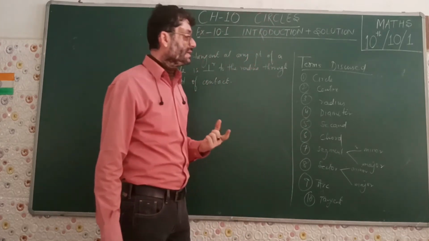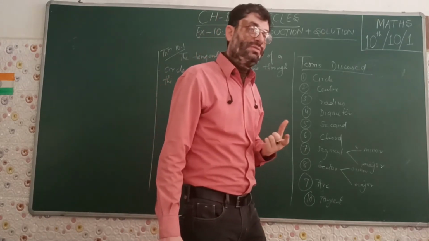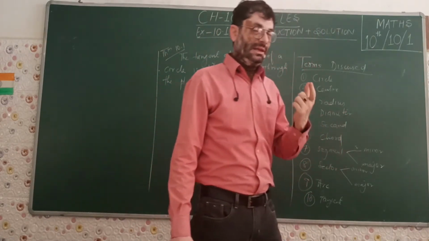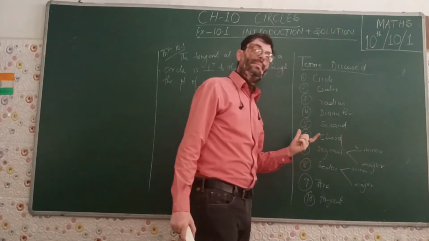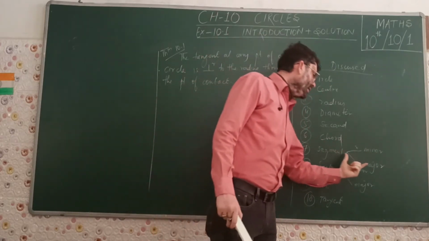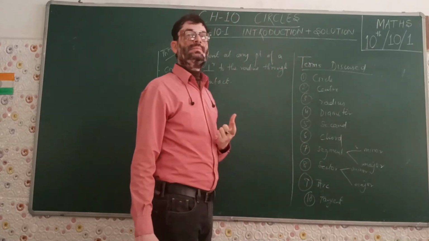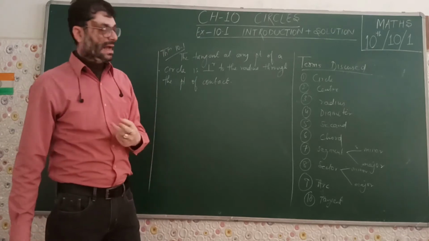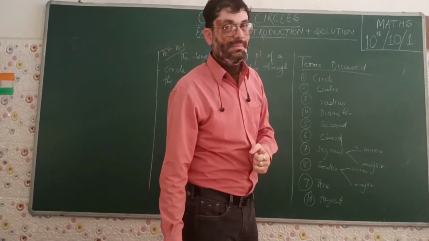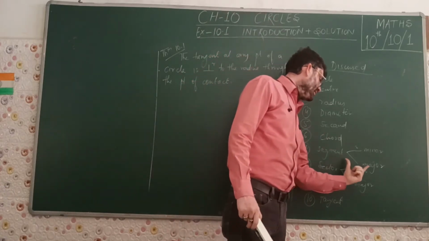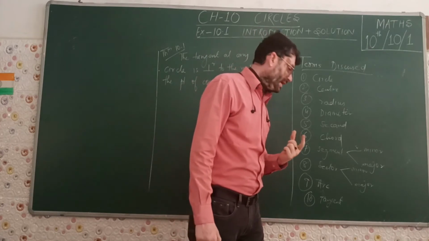We discussed regarding segment, that is the region between the chord and the arc of the circle. If it's a minor arc, we call it a minor segment. If it was a major arc, we call it a major segment. Then we discussed regarding sector. It is the region between the 2 radii and the arc of a circle. Again, depending upon the arc, if the arc is a minor arc, we call it a minor sector, and if it's a major arc, then we call it a major sector.